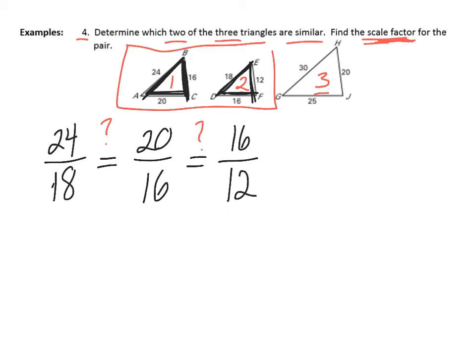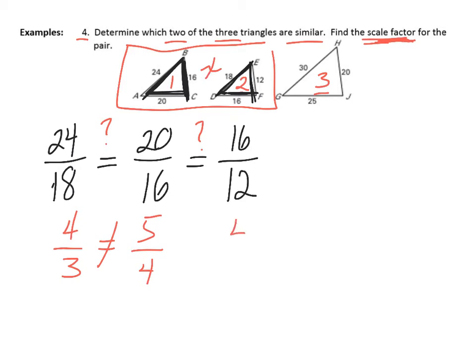So it looks like we end up with 4 over 3, and that should be equal to, well, now we end up with 5 over 4 for this middle ratio. At this point, I can already see that they're not going to be equal. So I already know that triangles 1 and 2 are not similar, so I can stop right there. I don't have to continue any further.